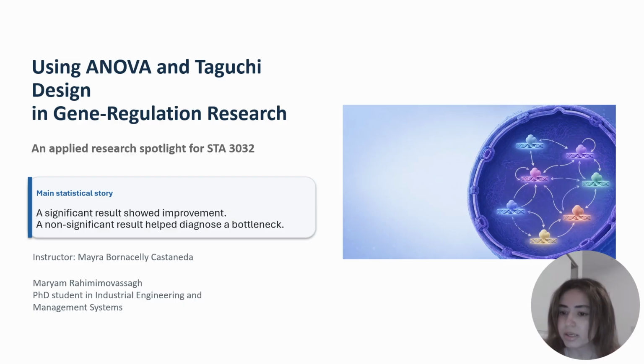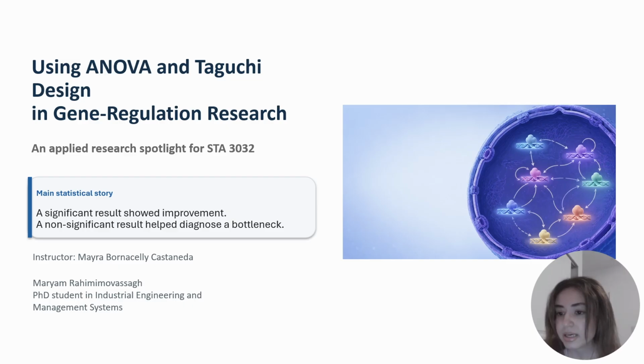So today the focus is not the advanced biology or machine learning. I will keep the example of gene regulation very simple, focused on the statistical reasoning rather than advanced biological and computational knowledge. My main statistical story today has two parts.